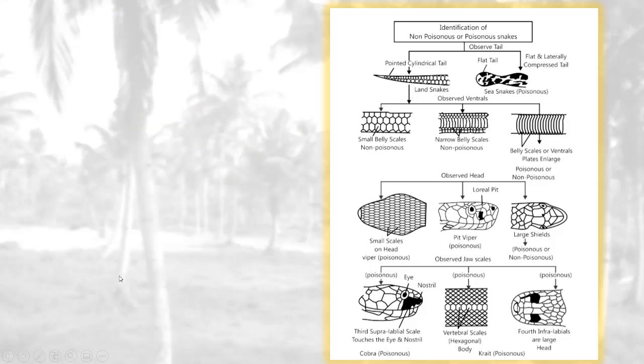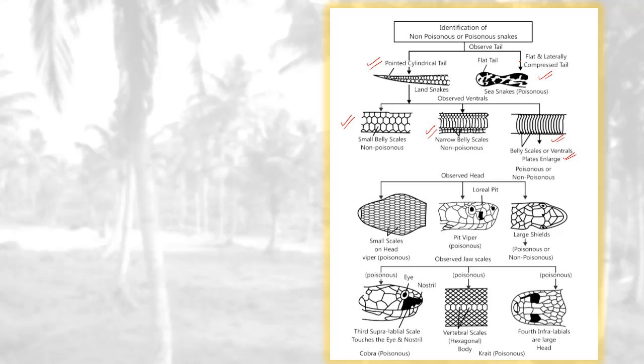Now coming to the next slide, these are the different identification features of non-poisonous and poisonous snakes. In non-poisonous snakes, the belly scales are small and narrow. In poisonous snakes, the belly scales or ventral plates are enlarged. First of all, observe the tail. If the tail is pointed and cylindrical, they are land snakes. If the tail is flat, meaning compressed, then they are sea snakes. Sea snakes are mainly poisonous.